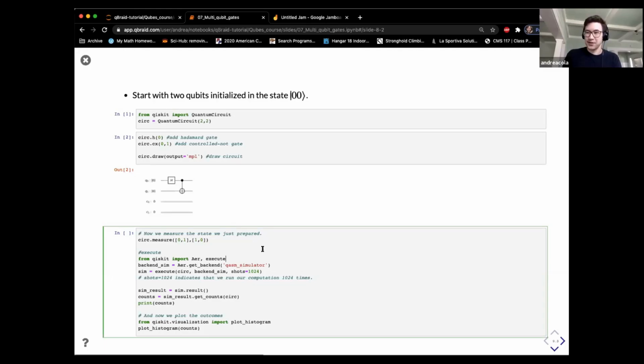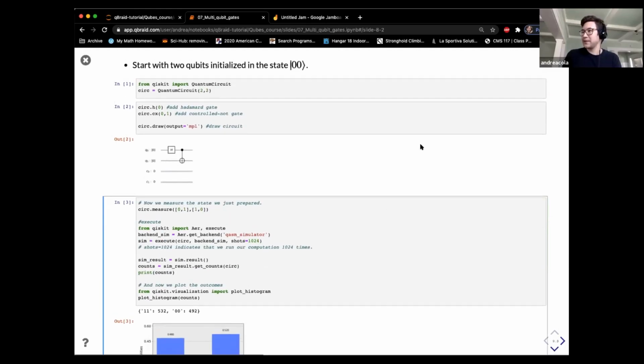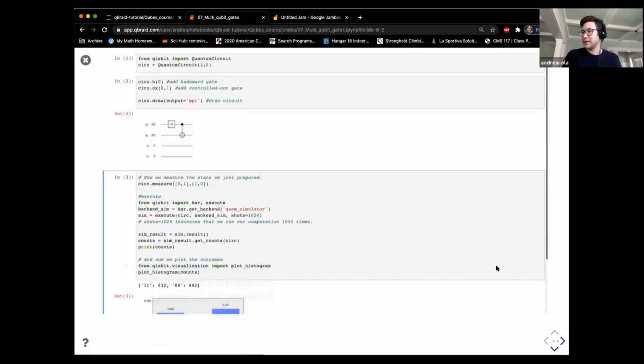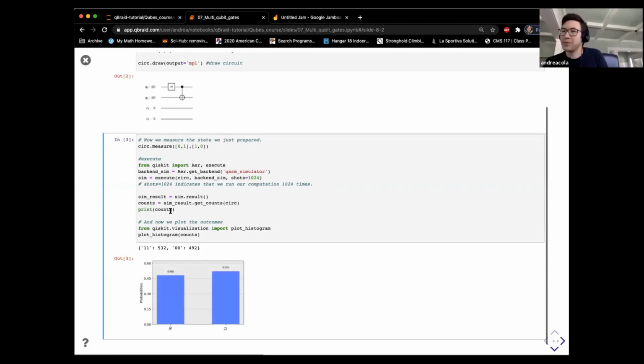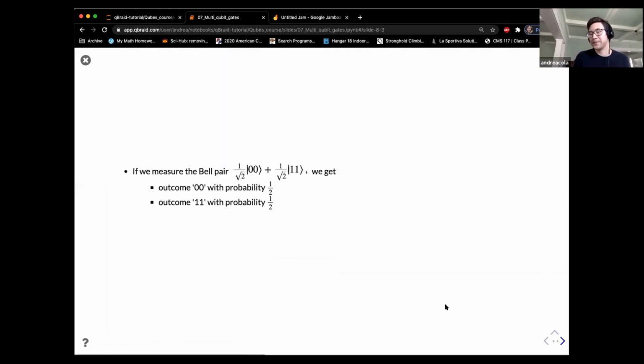And then, as you can see, if we measure the 2 qubits, oh, somehow this is not scrolling for some reason. Now it's scrolling. So if you measure the EPR pair, what you expect to get is obviously, with half probability, you're going to get 0, 0. With half probability, you're going to get 1, 1. Right? The EPR pair was just an equal superposition of 0, 0 and 1, 1. Yeah. So hopefully this makes sense.